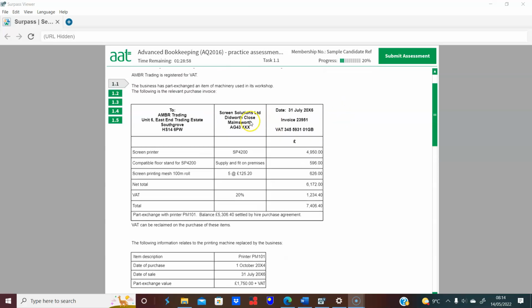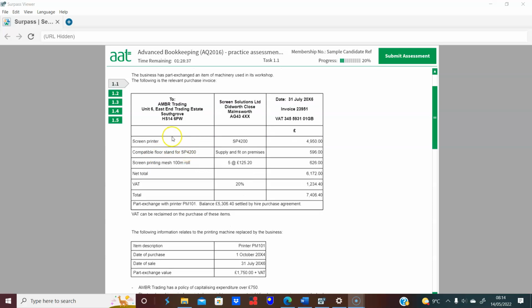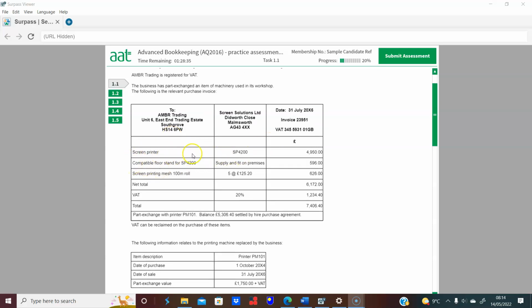You have a scenario where this organization will part exchange an item of machinery, but we're not actually doing any work on part exchanges. They just are telling us the medium and the way in which this asset has been purchased. So here is the new asset, or one of the new assets that's been purchased, a screen printer. And I think it's identifying that you have the printer here, you have a floor stand, and both of these have been purchased for the long term.